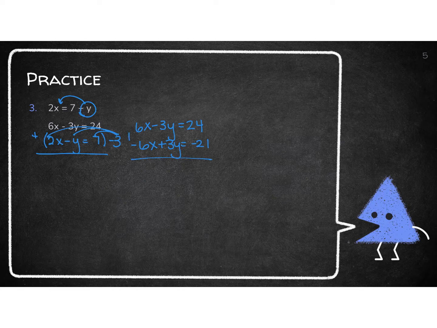Now I can add things straight down. So my x's are going to cancel here. My y's are going to cancel as well. So I have nothing left on this side. But when I do 24 plus a -21, I'm left with 3. So this is one of those special cases. Remember, if I look at this, 0 does not equal 3. That is not a true statement. So since it's not a true statement, you are actually going to have no solution as your answer.